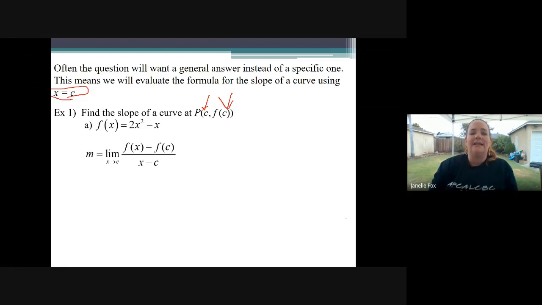First thing we're going to write down is the notation. The slope of this curve is going to be m, which is equal to the limit as x approaches c of f of x minus f of c all over x minus c. Okay, f of x is just going to be our original equation.